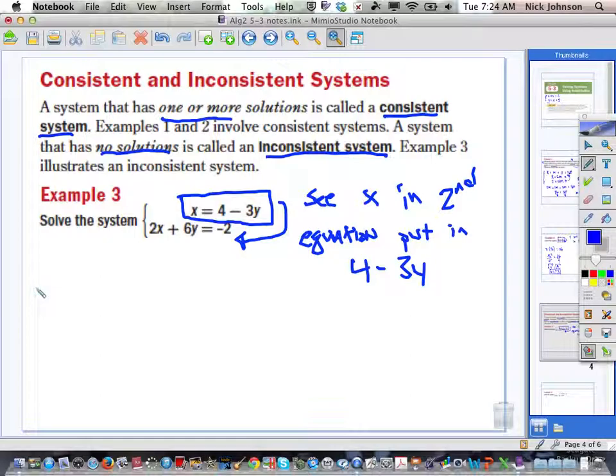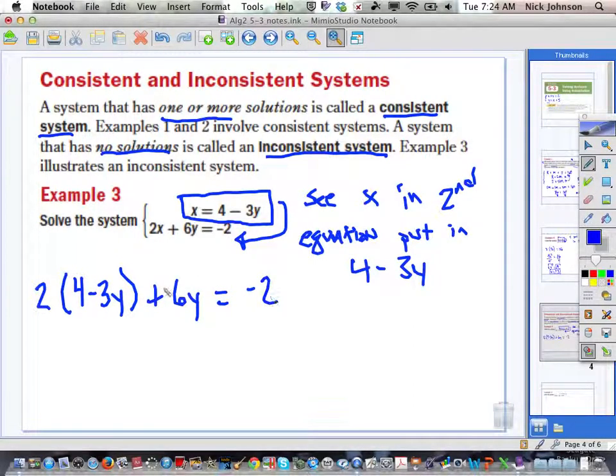So 2 times x. What's x? Well, x is 4 minus 3y. Plus 6y equals a negative 2. And that's what a lot of people have a hard time doing. You just rewrite this second equation. The only difference is you're putting whatever you solved for into that letter. So, same process as we've always done.